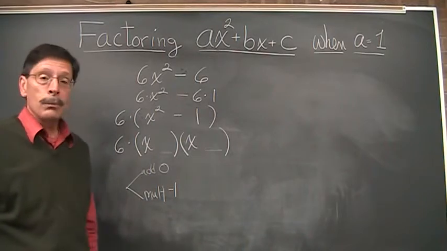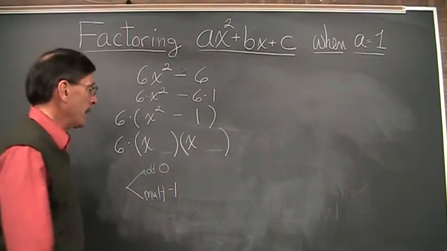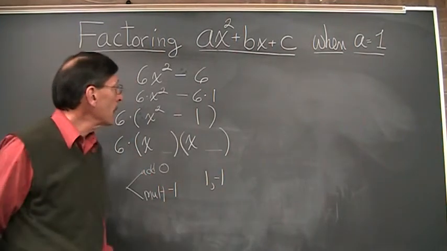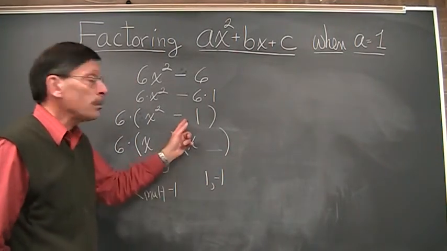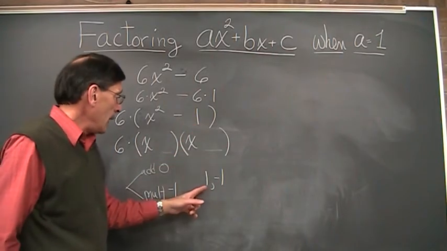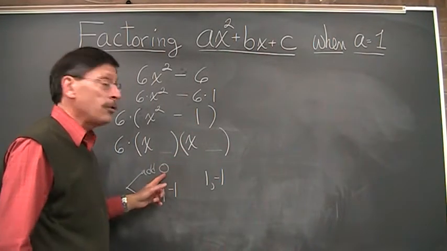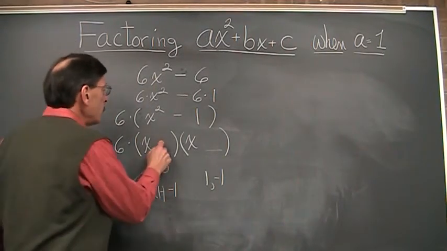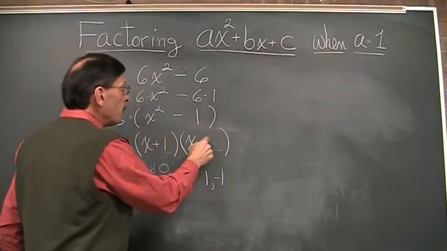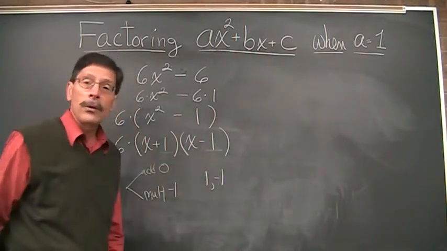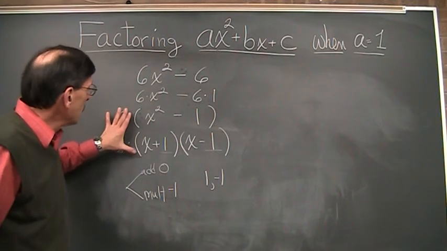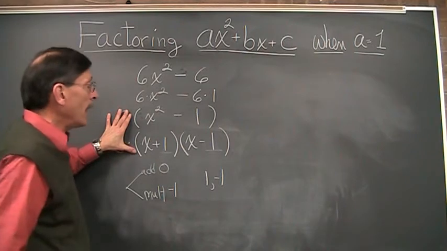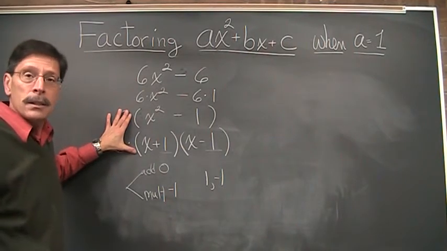Well, the combination of numbers is not that big. 1 times a -1 gives me -1, multiplies to -1. And 1 added to a -1 gives me 0. I have my numbers. I'll write a +1 in this position and a -1 in the second position. And just taking a look at this factoring here, when I FOIL it, it checks.